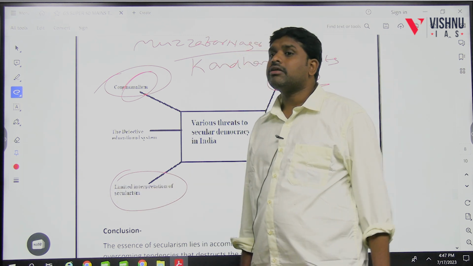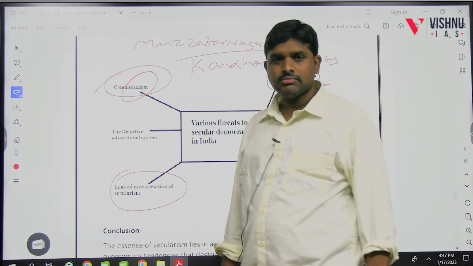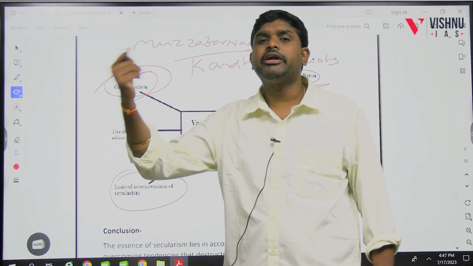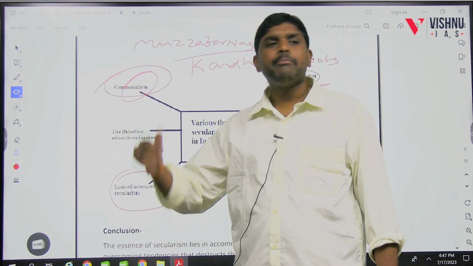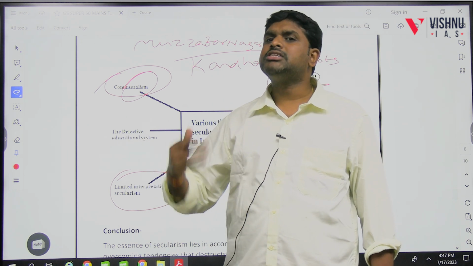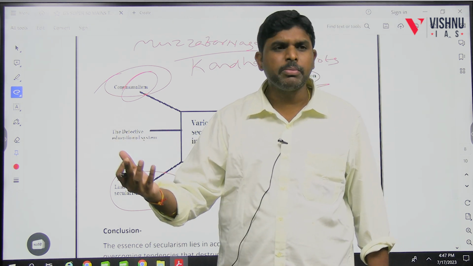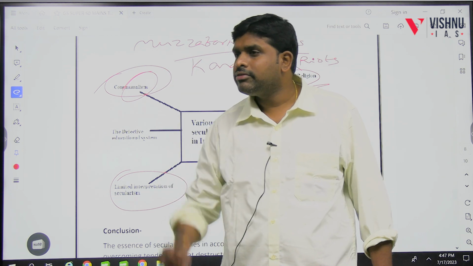Limited interpretation of secularism. Some say, Hindutva Rashtra we want; the majority are Hindus, so obviously Hindus should rule. Or MIM says, we are minorities, and the Constitution provides that minorities should be protected. So this is a limited interpretation of secularism.